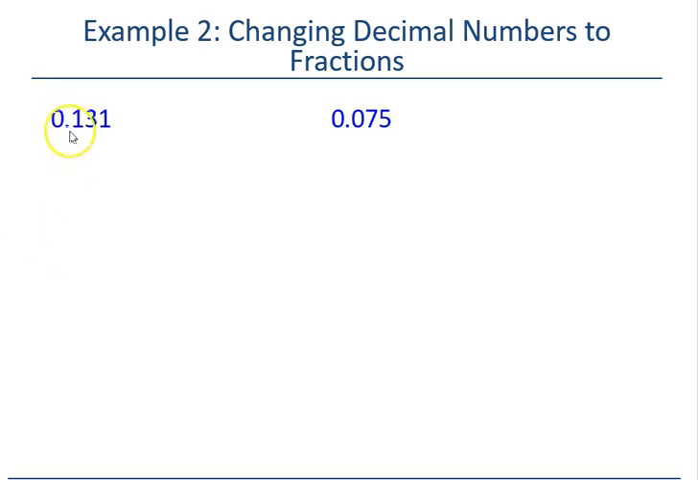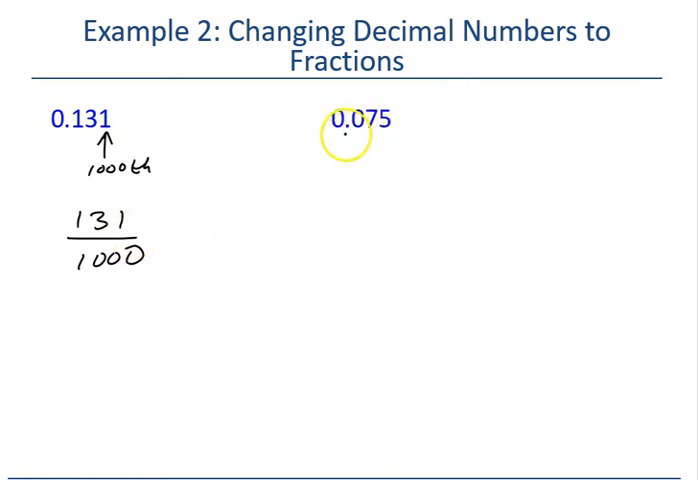I've got 131 thousandths. So let's just rewrite it exactly how it sounds. 131 thousandths, because right here we're in the thousandth place. So I put 131 all over 1,000. And this one right here can't simplify anymore. Okay, let's look at this other one.